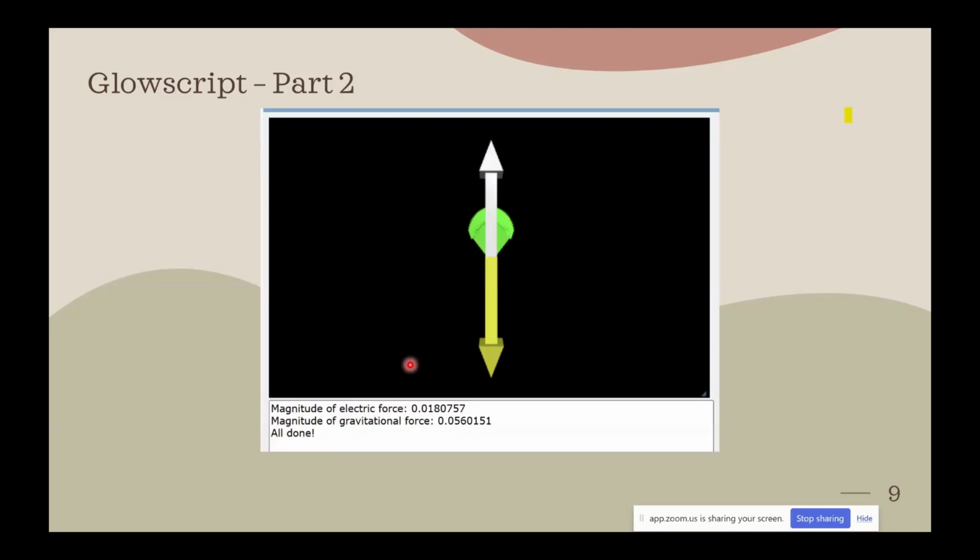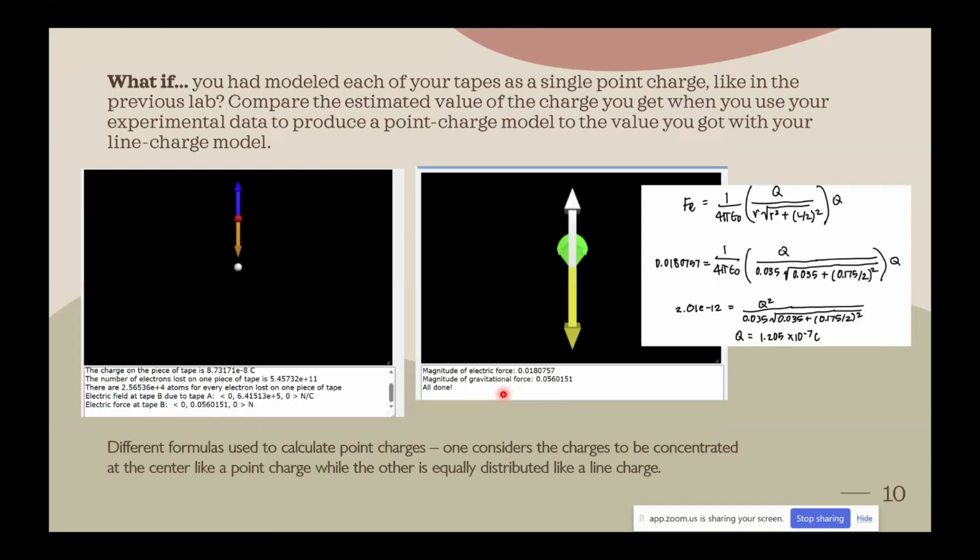And here is the image from my GlowScript. The magnitude of the electric force again was 0.018, and the magnitude of the gravitational force was 0.056. And then for the discussion, it asks, what if you had modeled each of your tapes as a single point charge, like in the previous lab? If you had done that, you would have gotten a different value. And the reason why is because we end up using different formulas. So in the first equation, it's just the equation of a point charge to find Fe, and we do the same thing where we set Fe equal to Fg, the magnitude of gravitational force, but you end up with a different value because you're using two different models.